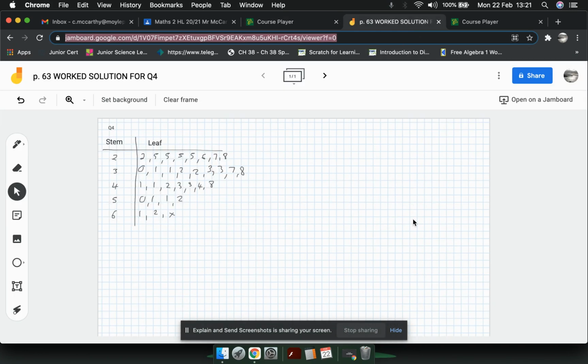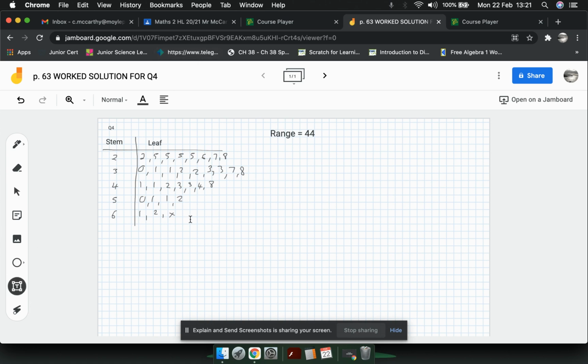Right, so what we'll do here is on the side, I'll write down what I know. Okay, so what I know here is that the range is equal to 44. Right, these represent ages, by the way. So we have 2 and 2, so that's 22. 2 and 5, 25. I actually forgot my key for this. So what I should have there is, well, maybe it's easier to write it. So what I have here is 2.